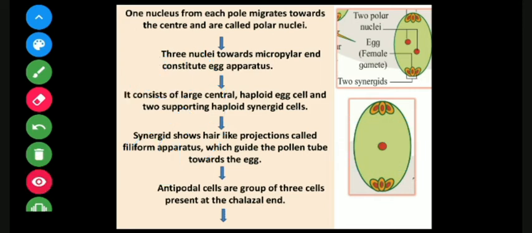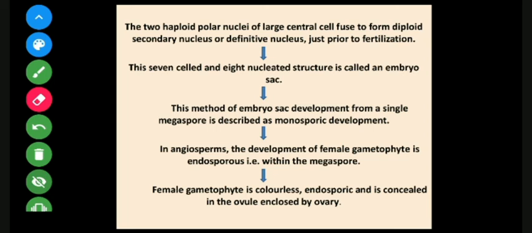Okay, so let's see further. Yes, again, kindly let me mark the keywords. This becomes the 7-celled, 8-nucleated structure which is called the embryo sac. Now you can see, again, it is very important that you remember the word monosporic. What exactly does monosporic mean?